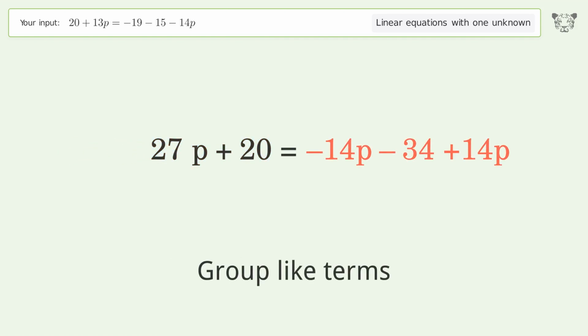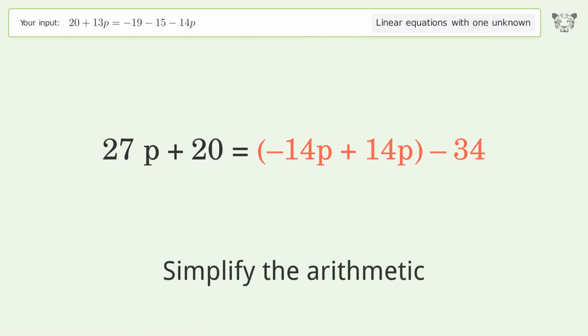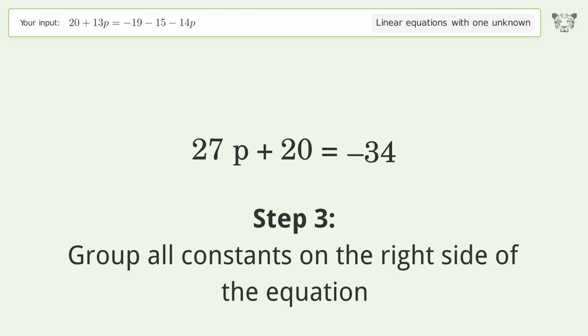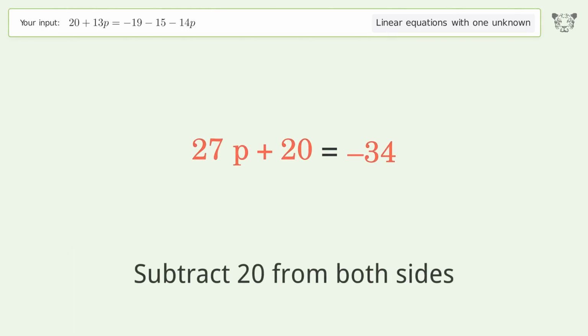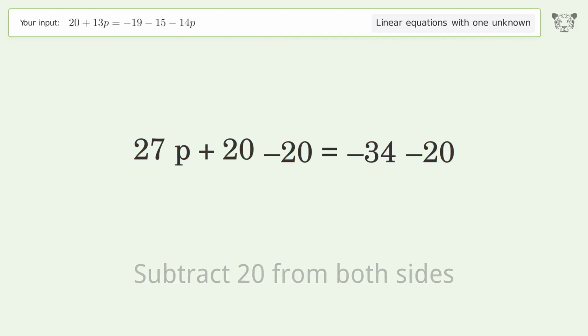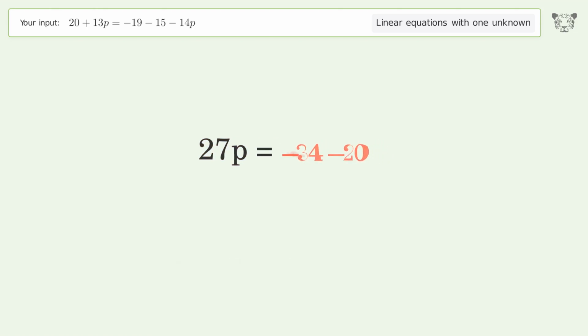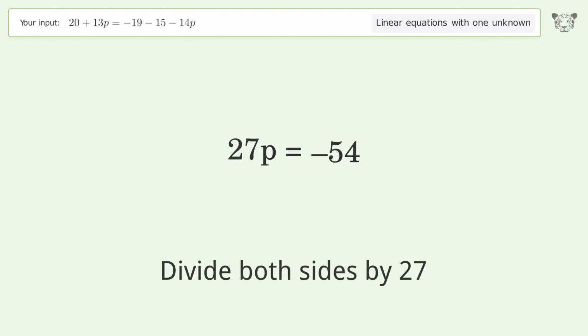Group like terms. Simplify the arithmetic. Group all constants on the right side of the equation. Subtract 20 from both sides. Simplify the arithmetic. Isolate the p. Divide both sides by 27.